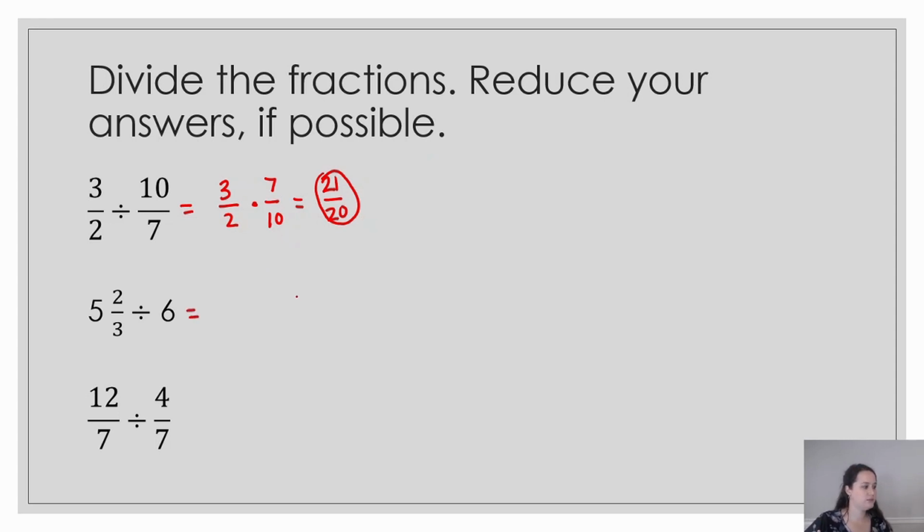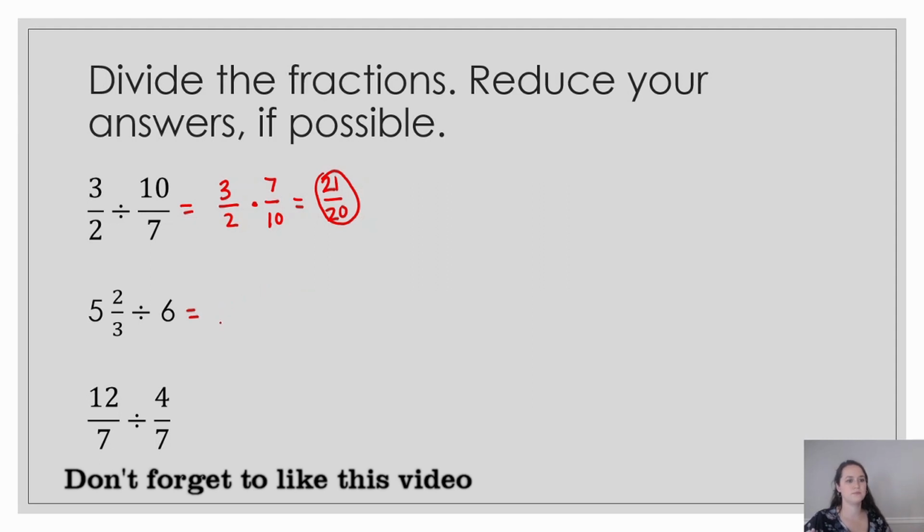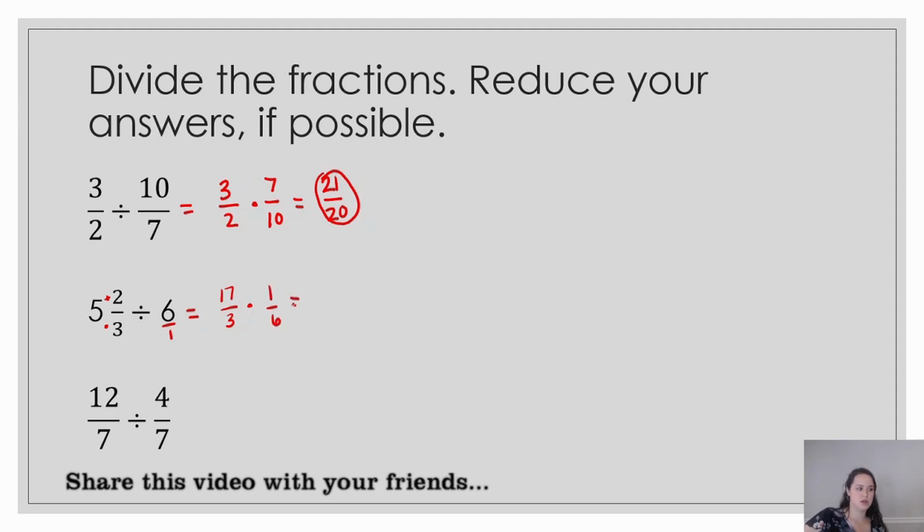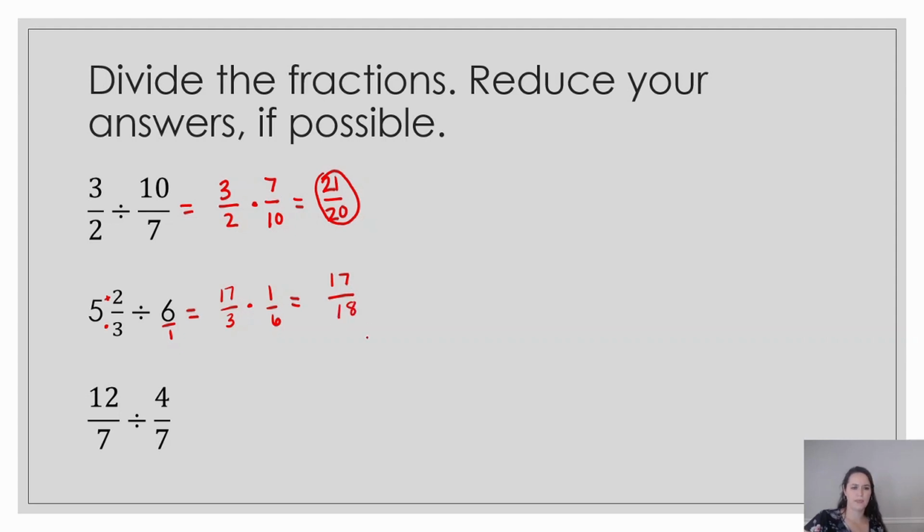Alright, your next one, we want to go ahead and change your first one into an improper fraction, excuse me. You've got 5 times 3, 15, plus 2, 17, over 3. Change your sign, 3. Now that's a 6. So remember, that's like 6/1. So flip that to 1/6. And then you are going to get 17/18. There we go. Sorry. Lost my pen for a second.